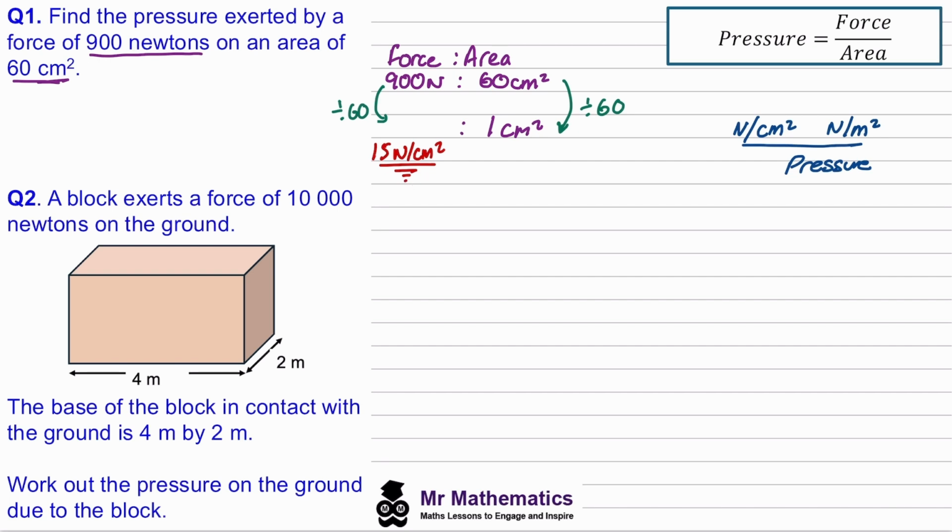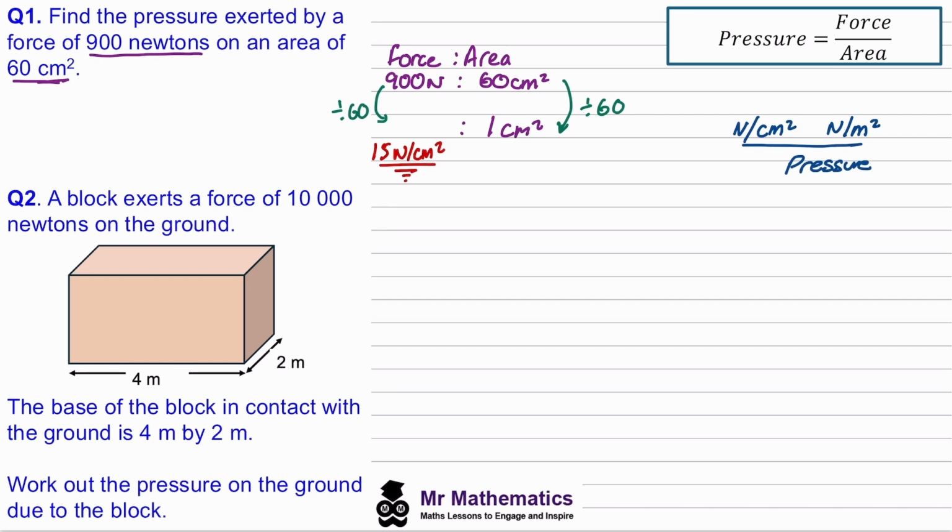For question 2, we're told that a block exerts a force of 10,000 newtons on the ground. The base of the block in contact with the ground is 4 by 2 meters. We've been asked to work out the pressure on the ground due to the block. So perhaps you want to try this question yourself. You can pause the video, and when you come back, we'll go through the worked solution.